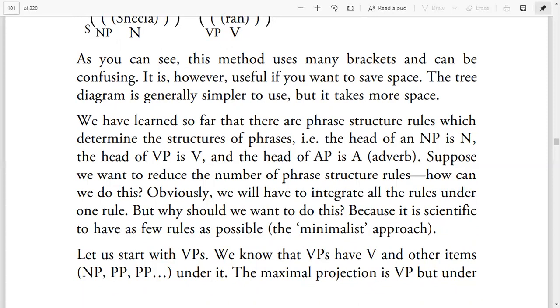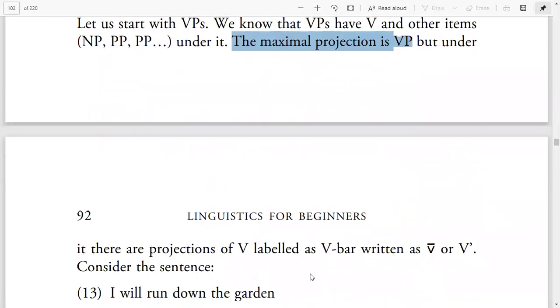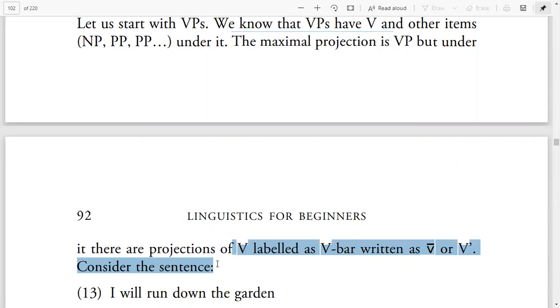The maximal projection is VP. So in the verb phrase, the maximal projection is VP. This is a very important point. The maximal projection in VP is VP, right? But under it, there are projections of V labeled as V bar, written as V bar or V with a comma, that is V bar.